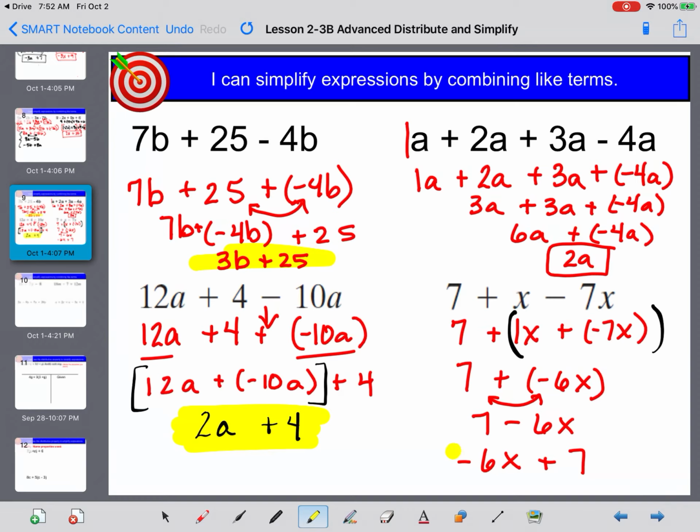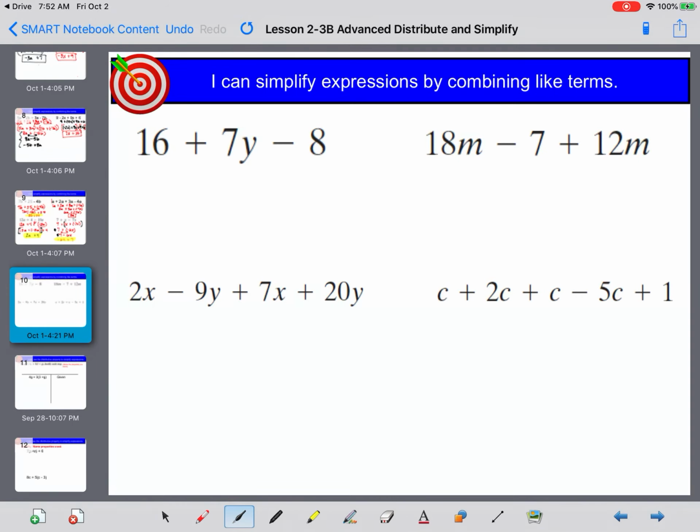In math, in general, we write the term with a variable first. It doesn't have to be that way. I will accept this and this as correct answers, but in math, we say the default is to name the variable and then the constant. All right, pause the video. Give yourself these 4 more problems to try. Press continue when you're done.